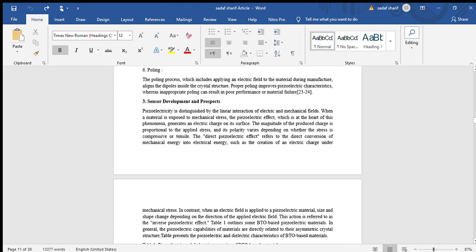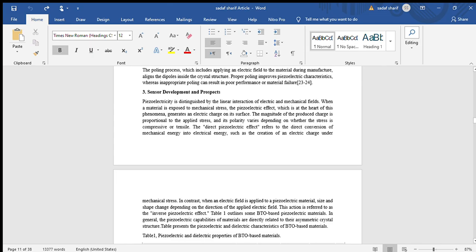Now, sensor development and its prospects. Piezoelectricity is distinguished by the linear interaction of electric and mechanical fields. When a material is exposed to mechanical stress, the piezoelectric effect, which is at the heart of this phenomenon, generates an electric charge on its surface. The magnitude of the produced charge is proportional to the applied stress, and its polarity varies depending on whether the stress is compressive or tensile.